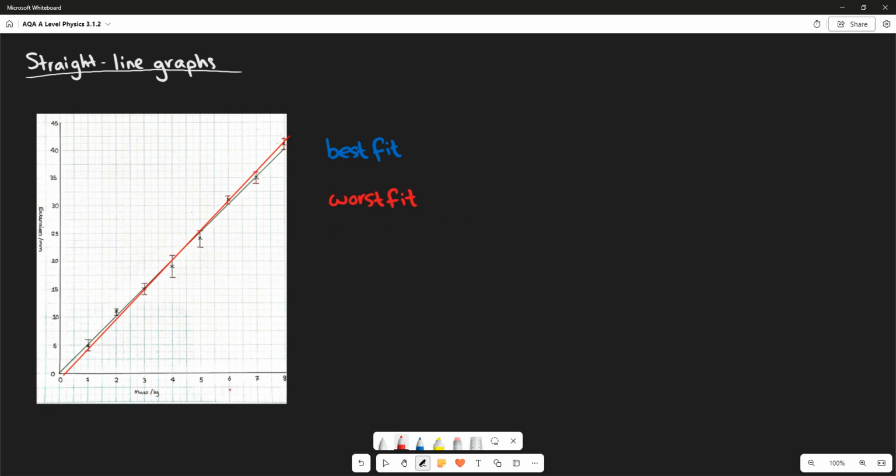Most of these experiments, you take measurements, you plot them against each other, and the gradient will give you your final answer. The gradient might be the value of gravity, or it might be the spring constant for a spring, for example, but it will give you your final answer. And if you need to calculate the percentage uncertainty of that value, then you compare the line of best fit with the line of worst fit, and the percentage difference between those numbers gives you your uncertainty.